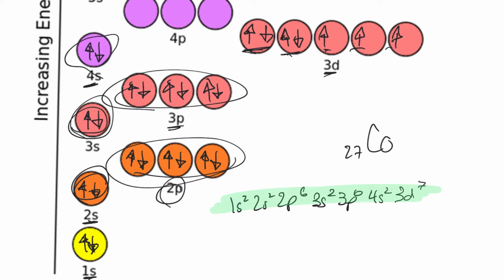In my personal opinion, drawing the orbital diagram first and then writing the electron configuration is probably the longer way of figuring this out. Another way that you can figure out the electron configuration is simply by looking at the periodic table. Let me show you exactly what I mean by that.